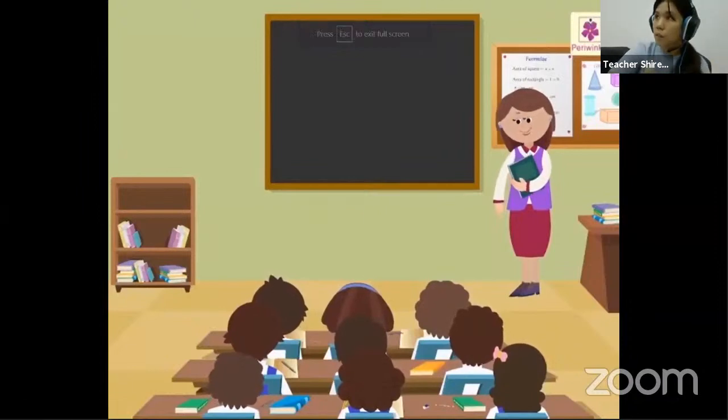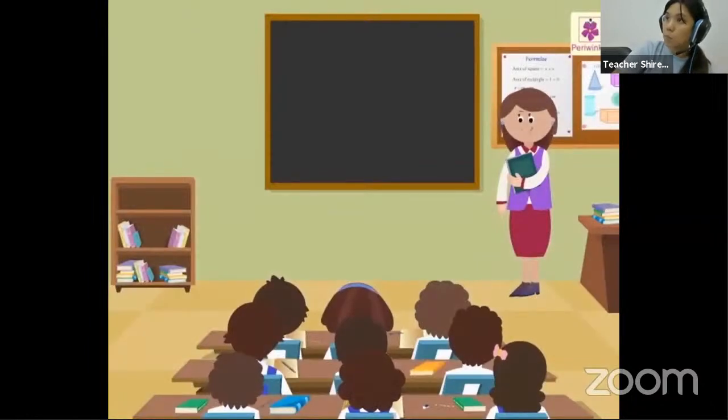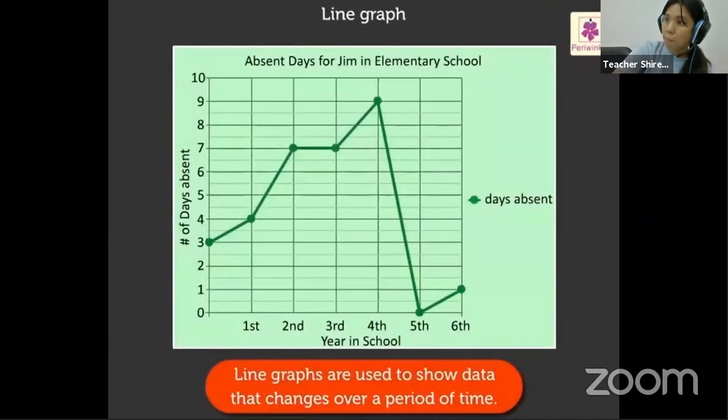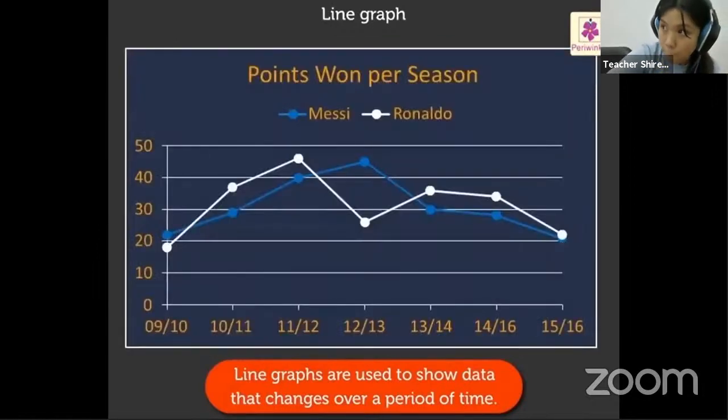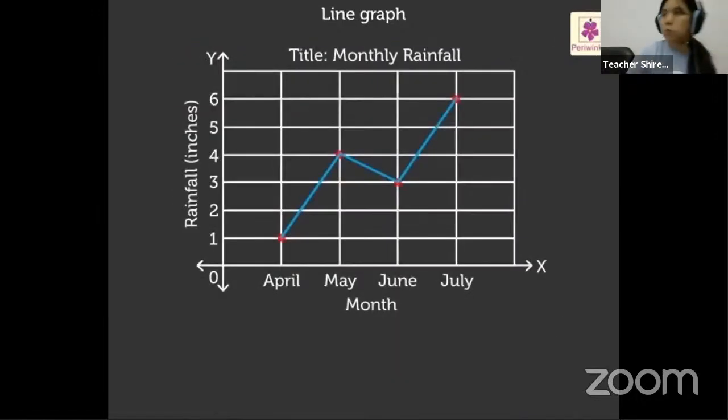Learn a new type of graph called a line graph. Shall we begin? Line graphs are used to show data that changes over a period of time. This graph is created by connecting a series of data points together with a line segment. Kids, every line graph has certain elements. Let us look at this line graph and understand its elements.